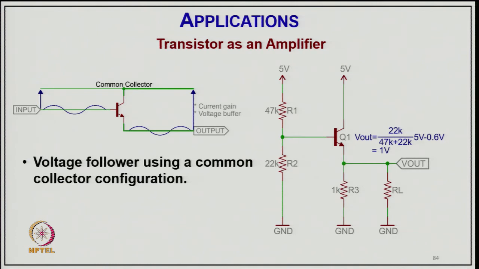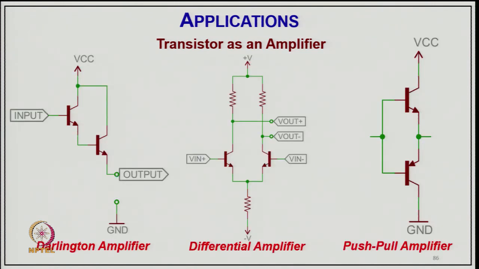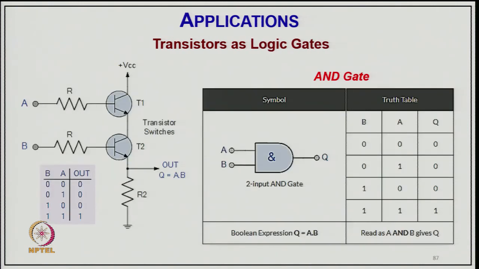This is the common collector configuration, how it works as an amplifier, and this is the common base as a kind of transistor amplifier. And this is typically the Darlington amplifier. This is your differential amplifier, and this is your push pull amplifier. This is also used in many circuits as a kind of push pull amplifier, where you want to amplify. The transistor works as an amplifier.